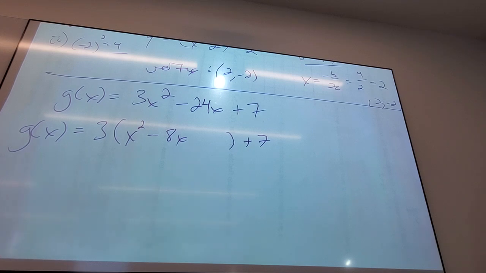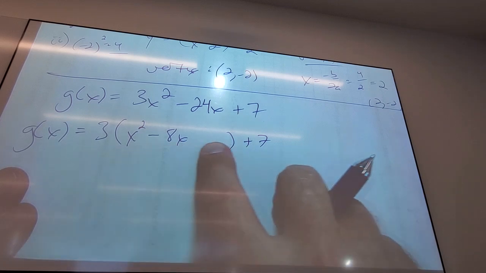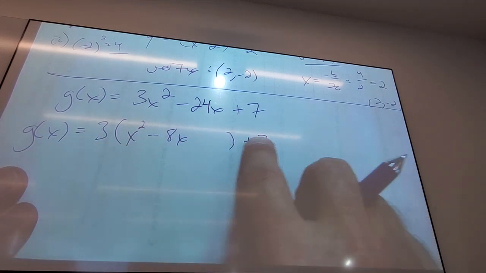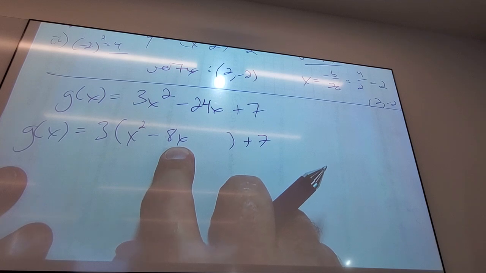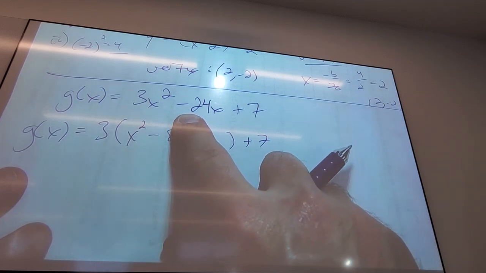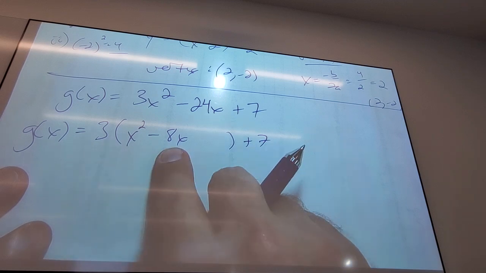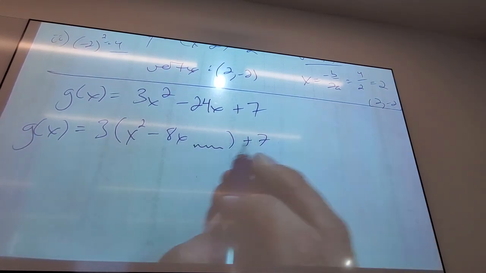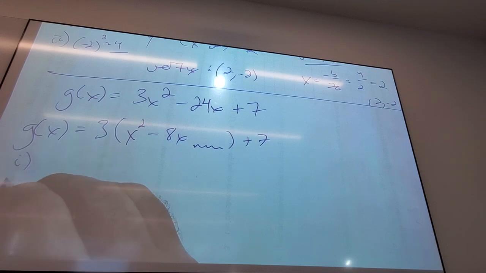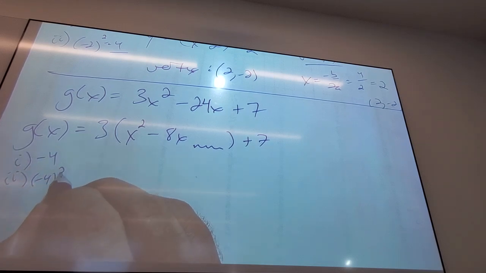Now let me ask you guys. Does everybody see a -8 in this? You see it? -8x? There it is. Is there a -8x in the original function? No, it's a -24x, correct? Because it's 3 times this. Okay, so keep that in mind. How do I figure out what number goes here? Half the 8, and then take that and square it.